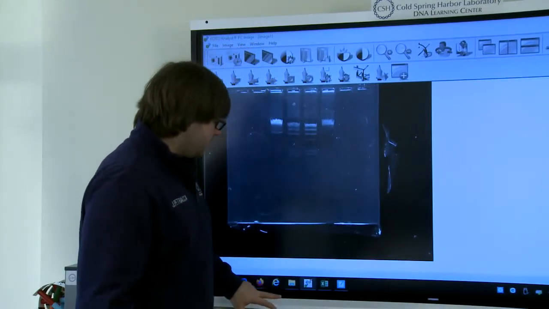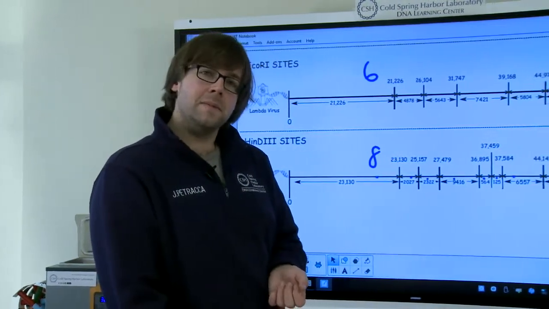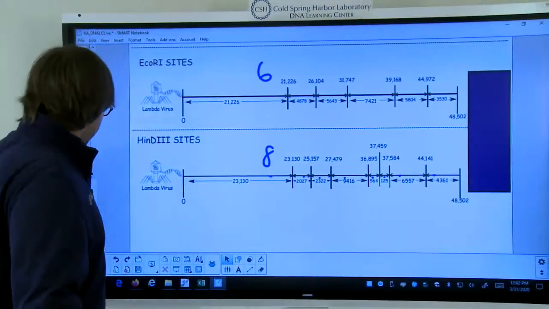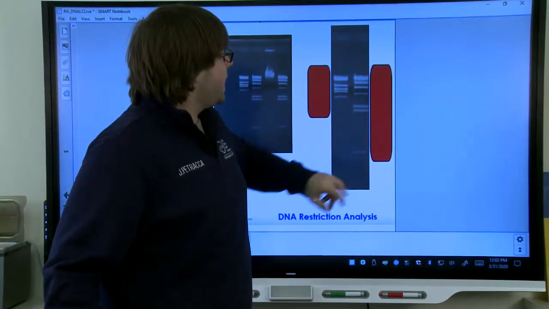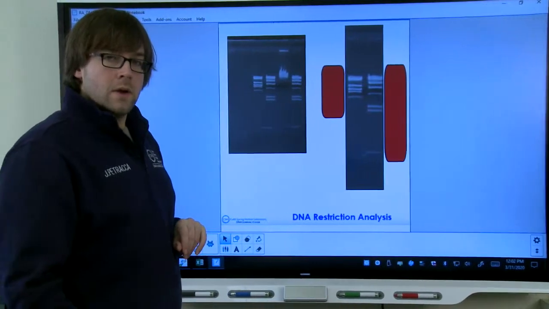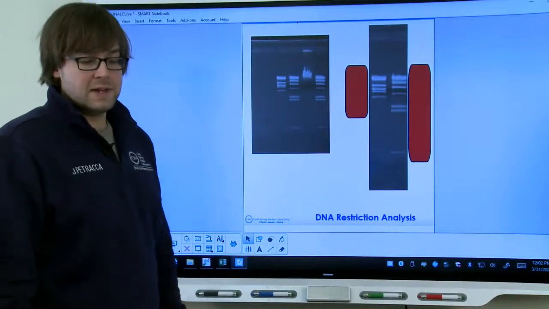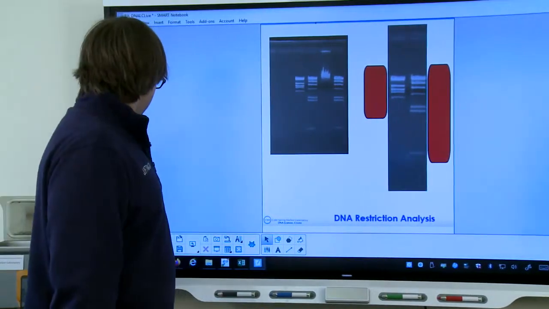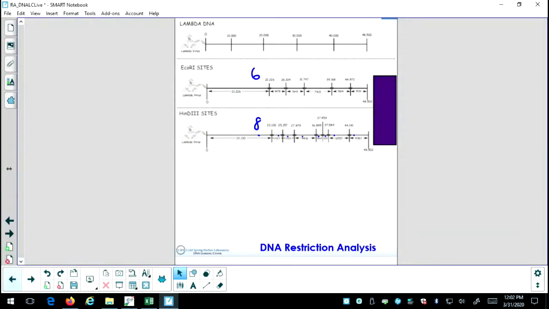But why do we only see 5 bands for Eco and 7 bands for Hind, though? So as it turns out, let's look at an ideal gel over here. So here we have our Eco, and here we have our Hind. Why do you think we only see 5 bands for the Eco? If you take a close look at the restriction map, you'll notice that 2 of the bands, specifically 5600 and 5800 over here, are very, very close in size.